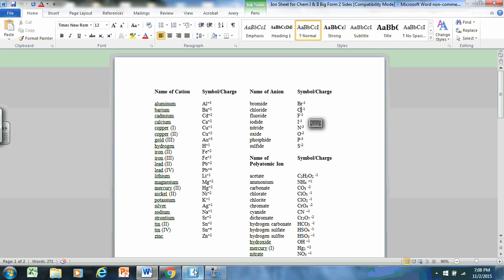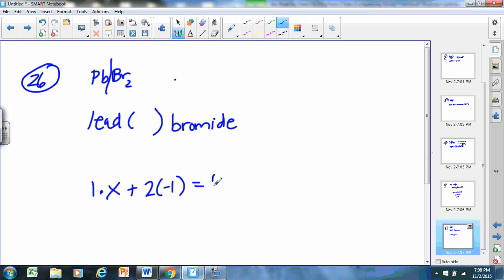And they always have to add to 0. And so again, you get X plus -2 equals 0. You add 2 to both sides, and this is lead 2 bromide. All right, hope this helps.